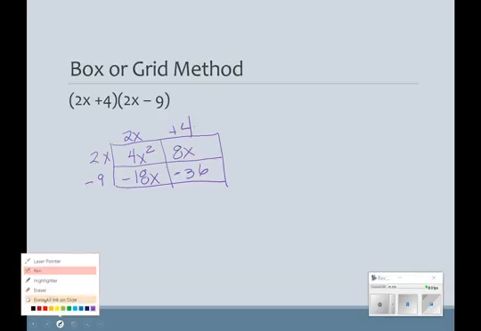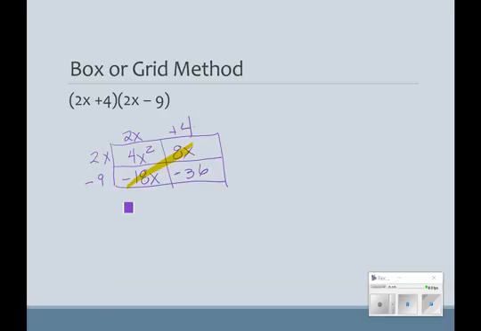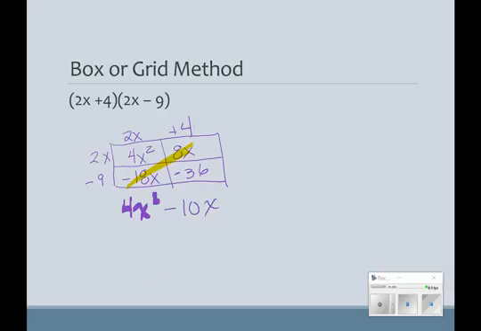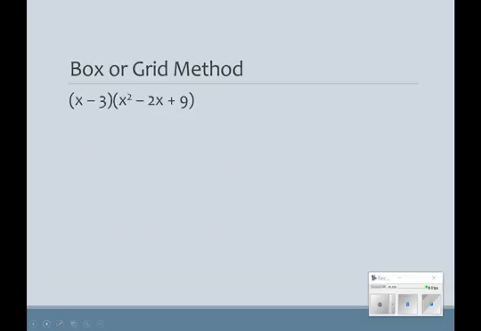Again, my like terms have ended up right there on the diagonal. So once I've got everything, I have to remember to combine them. So I've got my 4x squared. And then negative 18x plus 8x is negative 10x. And then minus 36. So let's write that better: 4x squared minus 10x minus 36. Okay, and that's my final answer. Again, like I said, it keeps it nice and neat. It puts things that are like terms on the diagonal.